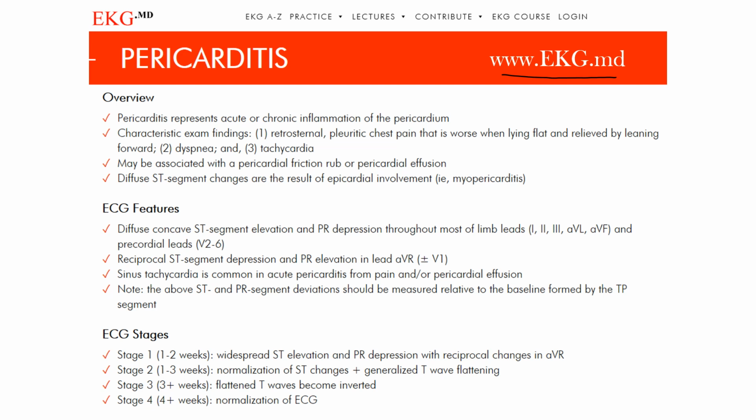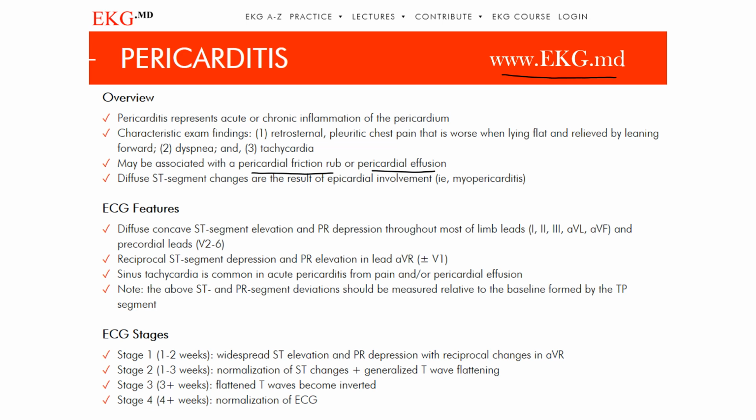Pericarditis represents both an acute or chronic inflammation of the pericardium. Remember the characteristic exam findings: retrosternal pleuritic chest pain that radiates to the trapezius, worse when you lie flat, so it's positional, with some relief when sitting up or leaning forward. They'll feel short of breath, and they'll often be tachycardic because of pain or fever. You may have a pericardial friction rub or effusion.